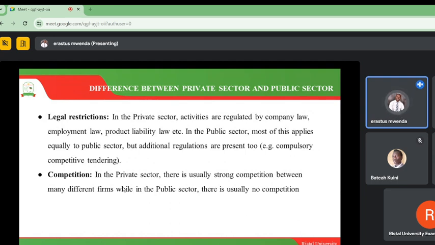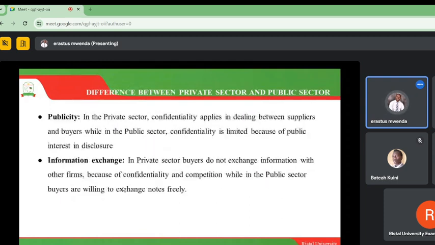Another difference is in regards to competition between the private sector and the public sector. In the private sector, there's usually a strong competition between many different firms, while in the public sector, there is usually no competition. It is all about everybody tendering and us choosing the best person to be able to supply the goods.